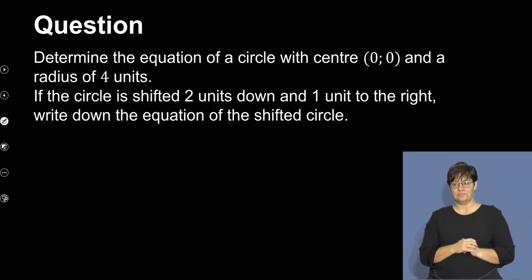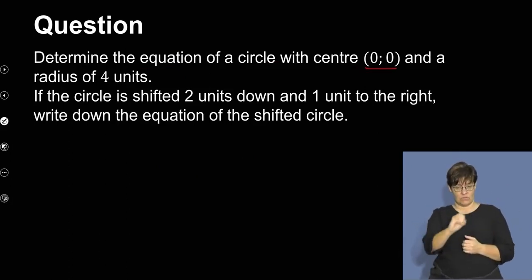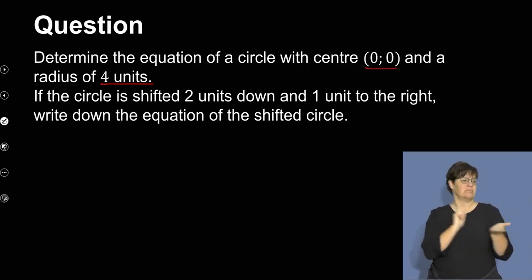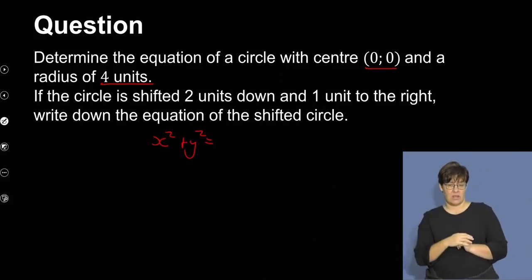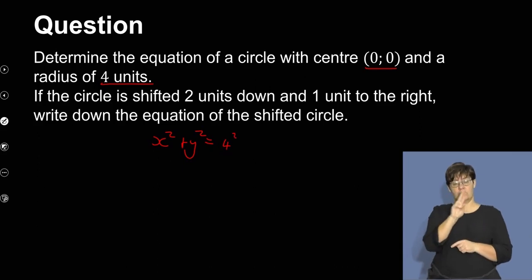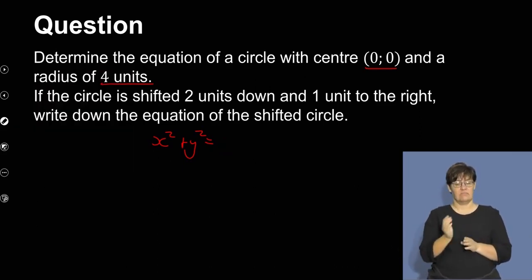Wonderful. So the next question says, determine the equation of a circle with center (0, 0) and a radius of 4 units. Now, that's straightforward. That's what we've been talking about. This is just going to be x squared plus y squared is equal to 4 squared, which is equal to 16. And so I'm just going to go and erase that and write it as 16.